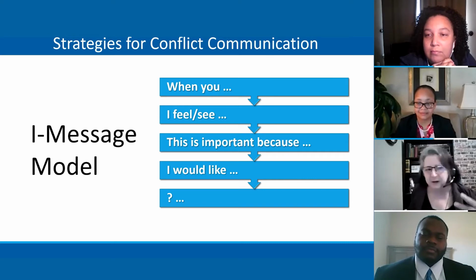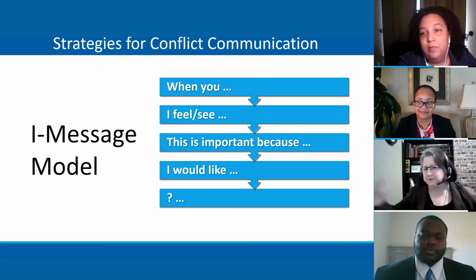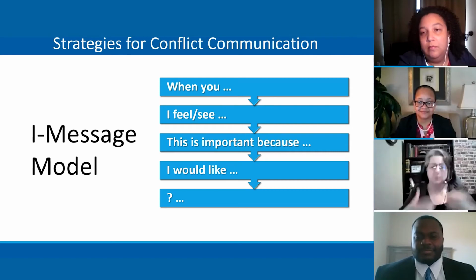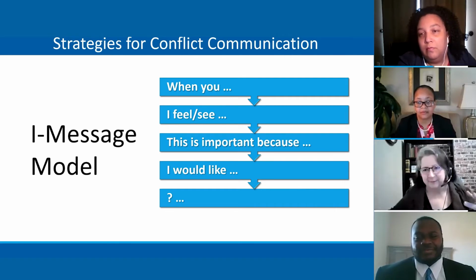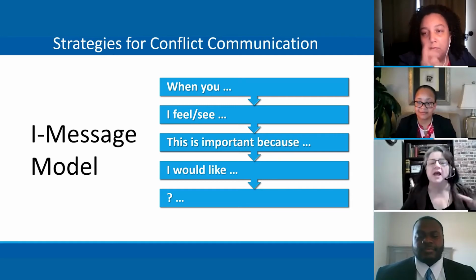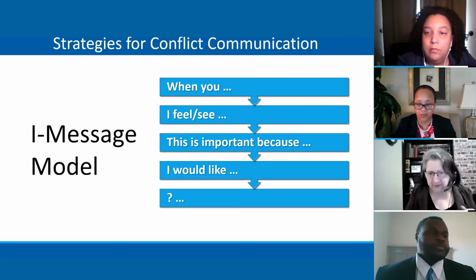So the I-message model, and it'll be in the handouts, by the way, starts off with when you, and it describes the situation without adjectives, without anger, without anything. It's just, here's the situation. So when you do such and such, I feel, and okay, some people say, no, that means you're bringing a feeling in. No, actually what it's talking about is what you see. It's the result that comes from it. So I feel like this happens, or I see this happening, or I notice this happens. It's whatever you see as the result of the when you, all right? We got that so far?